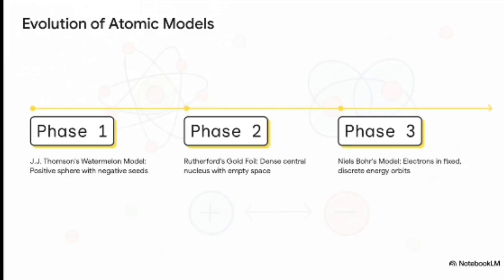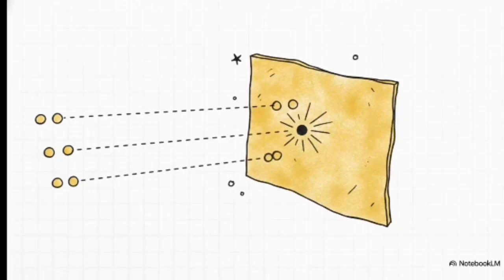But wait, let's look at exactly how Rutherford shattered Thomson's watermelon model. Rutherford's gold foil experiment was an absolute game changer. He fired positively charged alpha particles at an insanely thin sheet of gold foil. And what happened? Well, most of the particles zipped straight through like absolutely nothing was there. That proved the atom is actually mostly empty space. But here's the crazy part. About 1 in 12,000 particles completely rebounded, just bounced straight back. That meant almost all of an atom's mass and its positive charge had to be jammed into a microscopic, incredibly dense central nucleus.